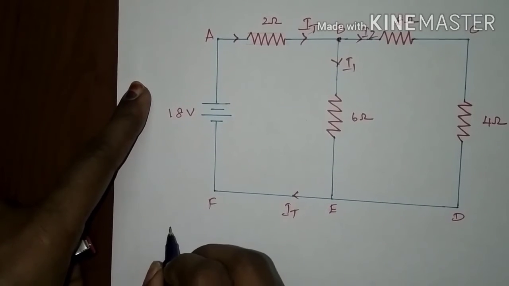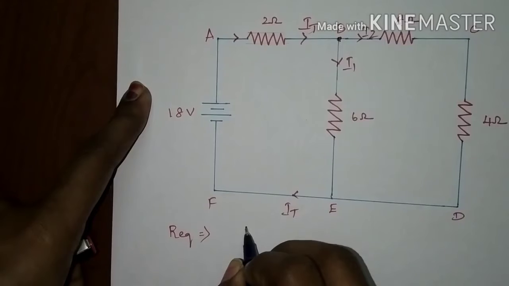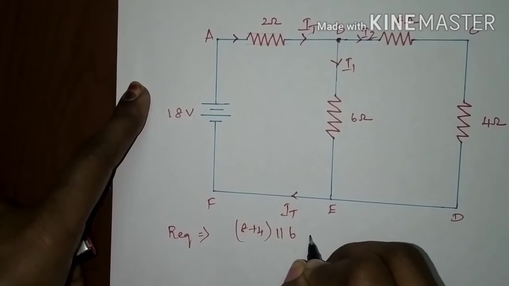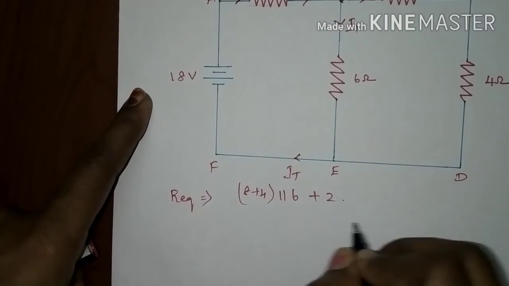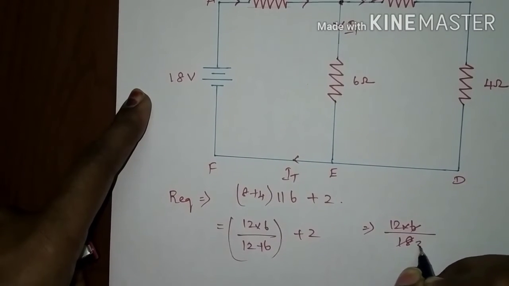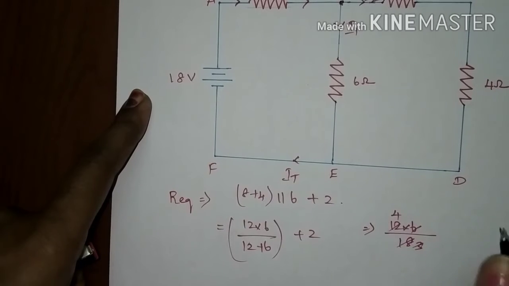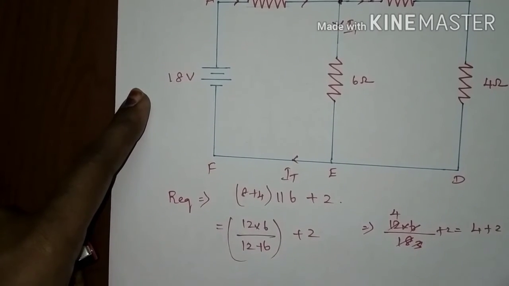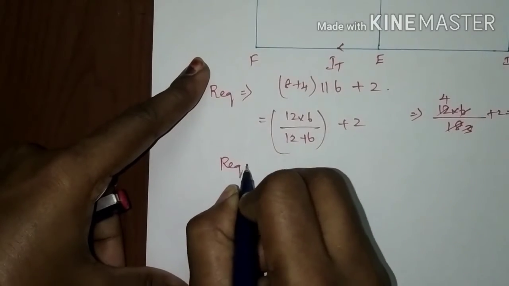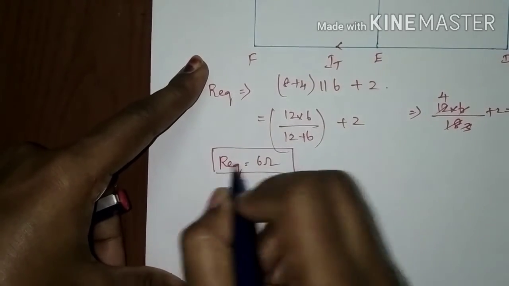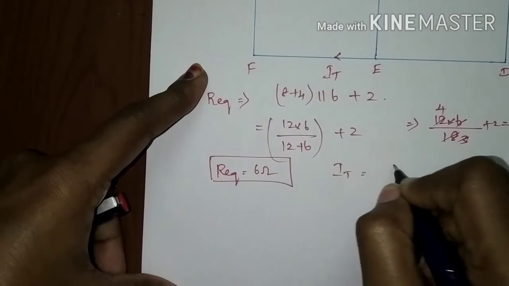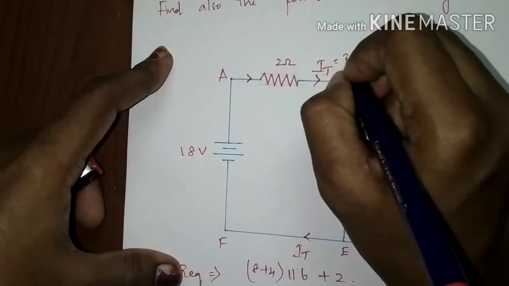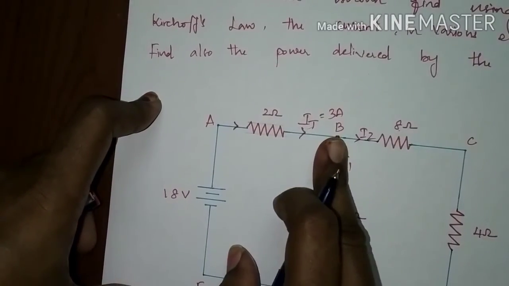I'll just put it very quickly. R equivalent is equal to 8 plus 4, which is in parallel with 6, which is in series with 2 ohms, right? So 4 plus 2 is 6 ohms. So R equivalent is equal to 6 ohms. The I total current would be 18 divided by 6, which is 3 amp. 3 ampere current will be flowing here.